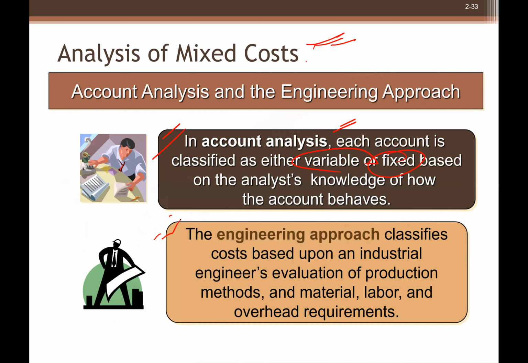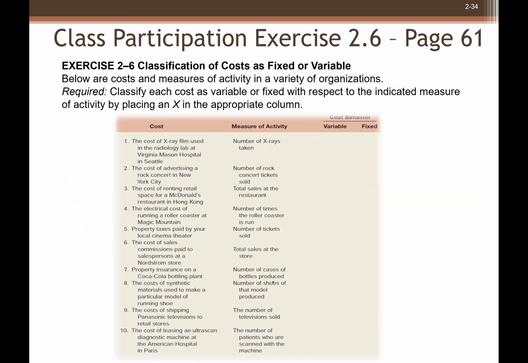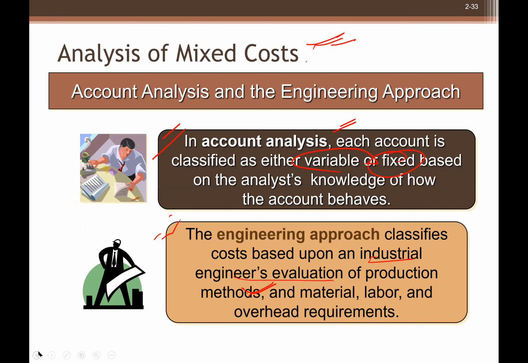What is the engineering approach? The engineering approach classifies cost based on industrial engineering evaluation of the production. So their cost values basically come from either material, labor, or manufacturing overhead. That's it. For example, material cost is 40,000. Manufacturing overhead cost is 40,000. So is this variable or fixed? No, this is mixed.